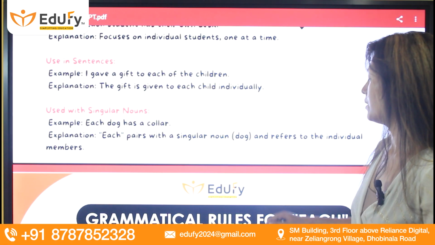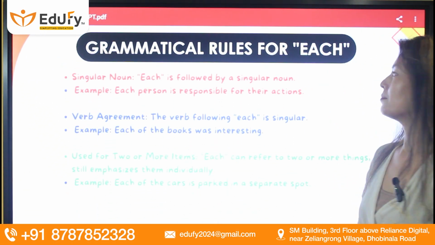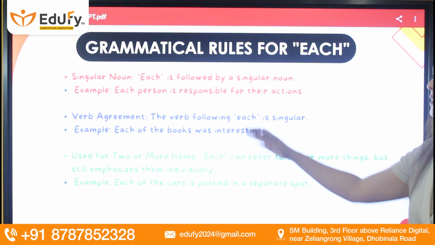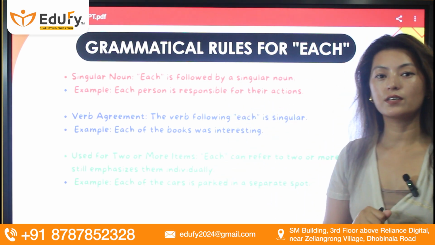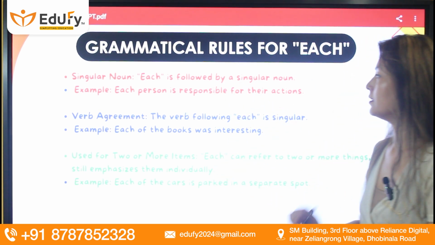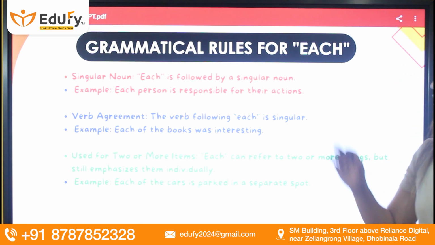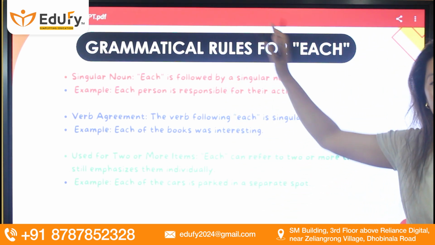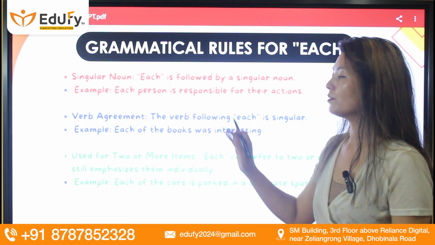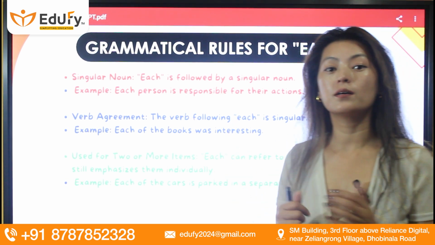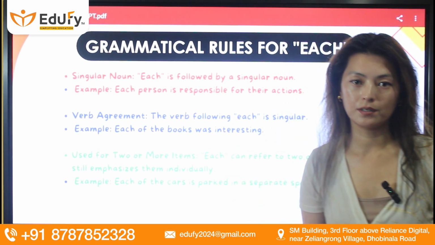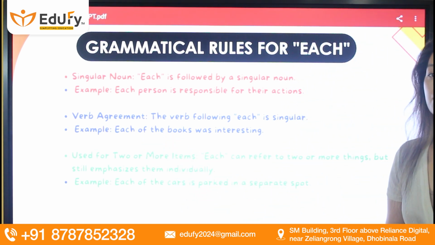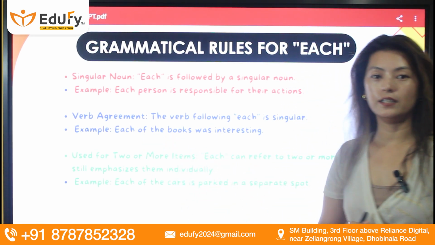Okay. Next, we will look at the grammatical rules of the word each. Can you find these three things? We will have to keep these three points in our head. First one is singular noun. Each is followed by a singular noun, as we talked about in the earlier example. And also, when we talk about verb agreement, that is subject and verb agreement, whenever we have the word each, the verbs will become singular in nature.